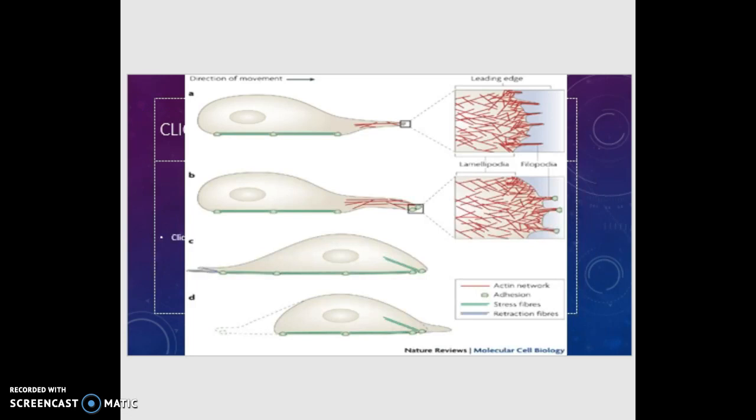Cell crawling uses actin filaments that create a mesh that pushes the membrane outwards. This mesh is known as lamellipodia. Actin is then flattened and extended through thin projections outwards. These thin projections are known as filopodia.